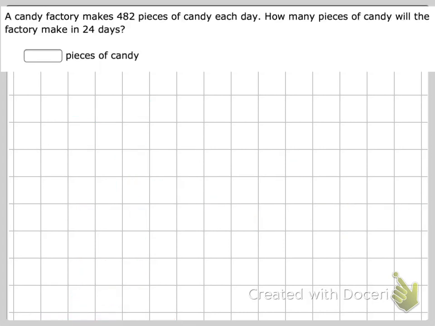Now remember, this one's for you. A candy factory makes 482 pieces of candy each day. How many pieces of candy will the factory make in 24 days? This is number 3 on your recording sheet. This I am not going to go over. This is what I will check when you hand it in.